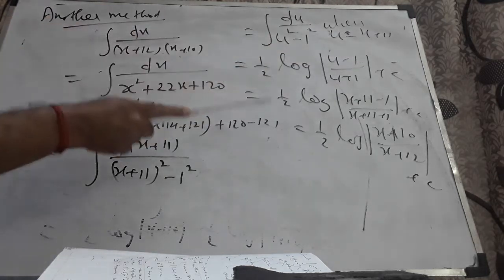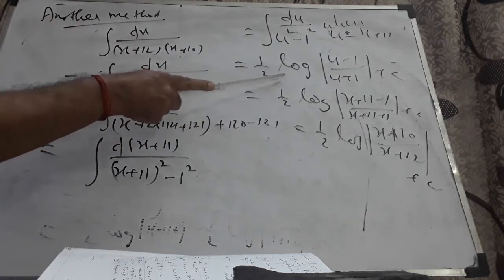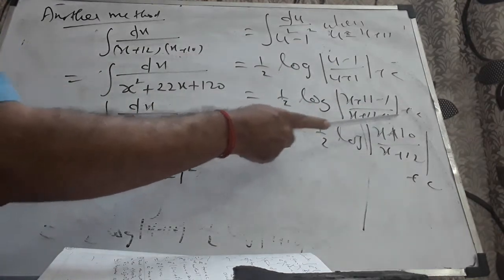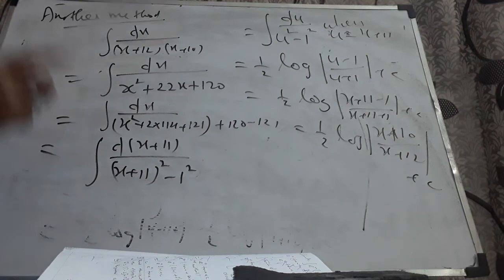Your a is 1 here. 2 into a is 2 into 1, which is 2. Therefore, x plus 11 minus 1 becomes x plus 10. x plus 11 plus 1 becomes x plus 12. Therefore, both the methods are correct.